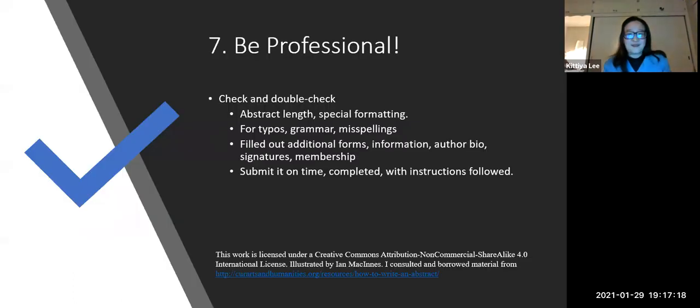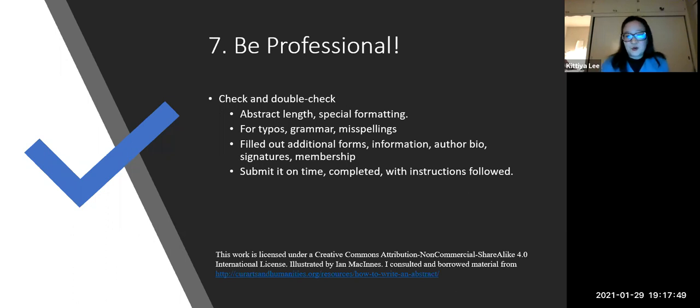And then number 7, the thing that you all know is so important, right? Be professional, step up to it. Make sure you check and double check all these things. Make sure your abstract meets the length requirements and all the specific formatting. Make sure that it's written clearly and well edited. There's nothing more distracting than running into typos and grammar issues in a really beautifully devised project. These repeated issues are just downright annoying. So take care of all that.